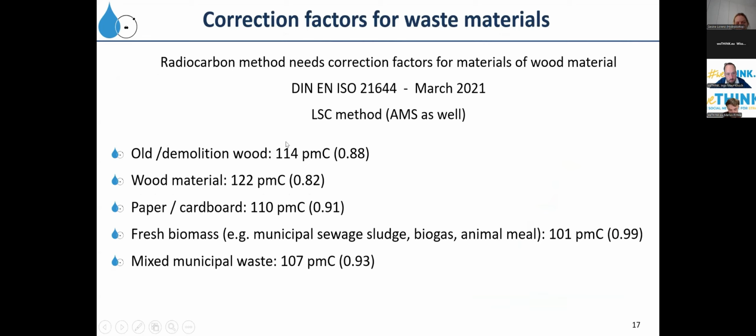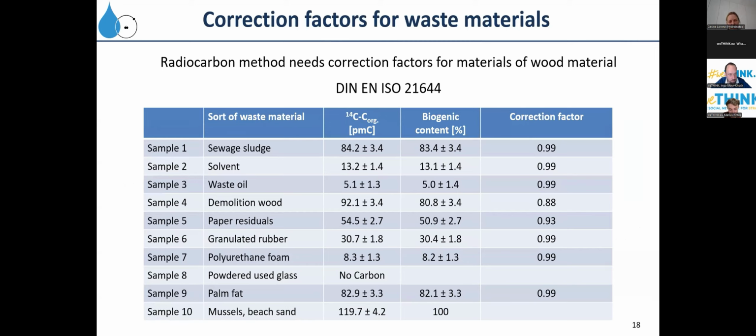For older demolition wood, it's a correction factor of 0.88, which is based on the mean value of 114% modern carbon. For wood material, it gives a higher correction, paper and cardboard lower. Fresh biomass doesn't need any significant correction, just a slow correction at the moment. And for mixed municipal waste, it's given a correction of 0.93. But you see, it does make a real difference.